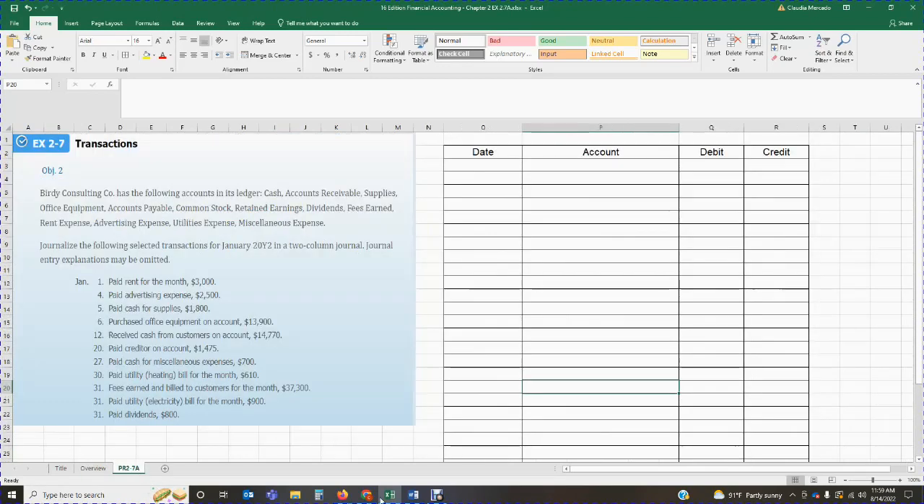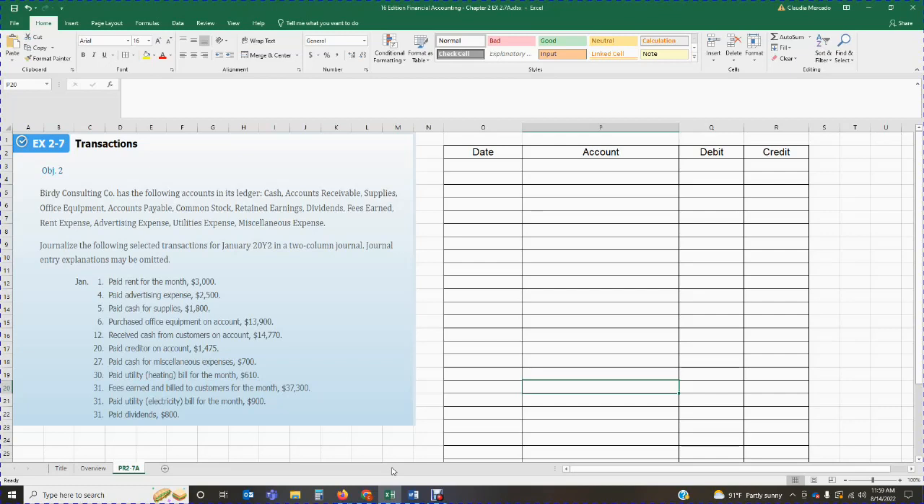Okay, now let's jump into the problem that we're going to work on. These are just basically analyzing transactions and recording them in a journal entry. I'm not going to go through all of these transactions. I'm going to pick and choose a couple just to provide you an example of what it is that you need to do. And then you do the rest.